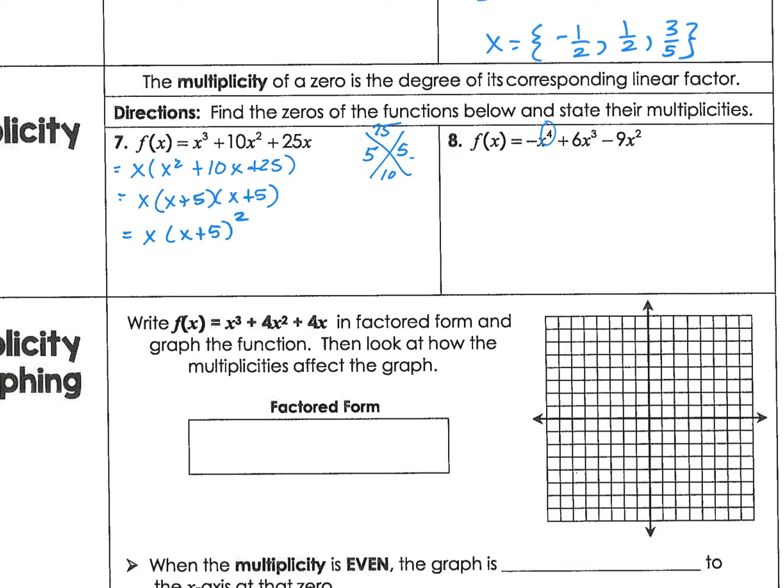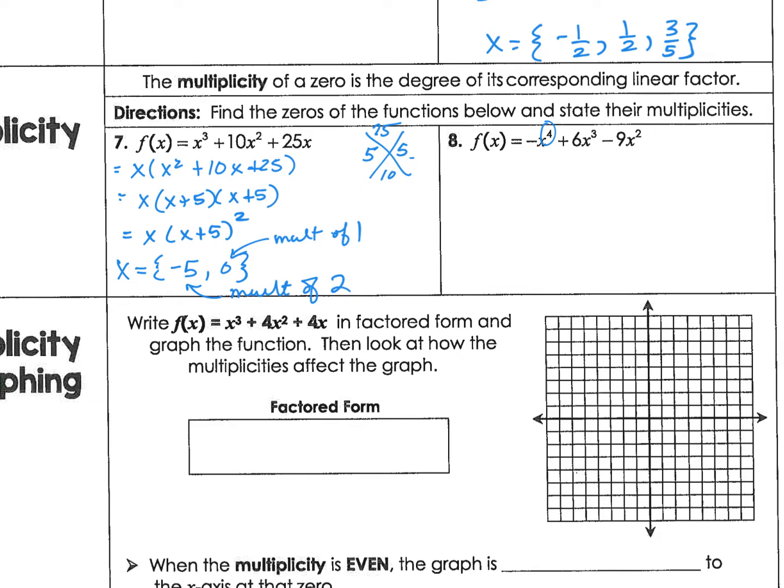That shows us that we understand that one of those roots has a multiplicity of 2. What does the x factor have a multiplicity of? 1. The x plus 5 linear factor has a multiplicity of 2. So that's what we mean when we said state their multiplicities. So what are my roots? What are my zeros? 0 and negative 5. I'm going to put them in the proper order here. Negative 5 and 0. 0 has a multiplicity of 1, and negative 5 has a multiplicity of 2. Okay?